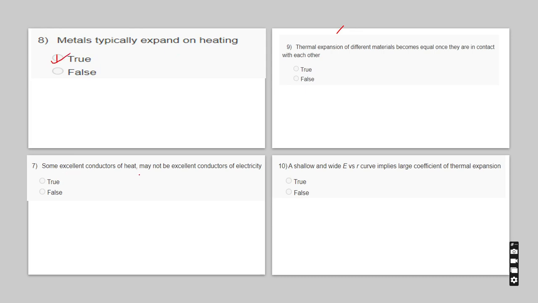Now, some excellent conductors of heat may not be excellent conductors of electricity. What will it be? Ma'am, true, ma'am. Yeah, that's true. And see another question. The thermal expansion of different materials becomes equal once they are in contact with each other. What will be the possible answer? False, ma'am. That will be false, yes.